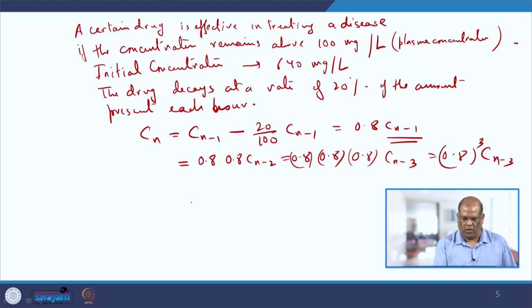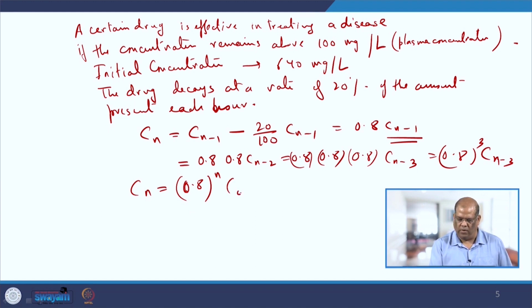So, in general, Cn will be 0.8 to the power n. So, if I replace this by n, this will be replaced by n, and this will be C0. So, C0 is the initial concentration that is given, which is 640 into 0.8 to the power n.